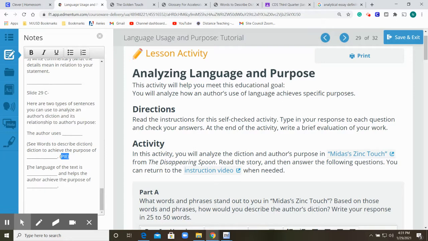And then you might say a comment like, language of the text is, and then describe it. Is it straightforward? Is it precise? Is it humorous? And helps the author achieve the purpose of, and then restate this. This would be similar to your conclusion statement if you were writing something like that.